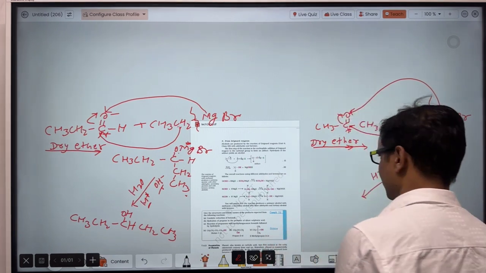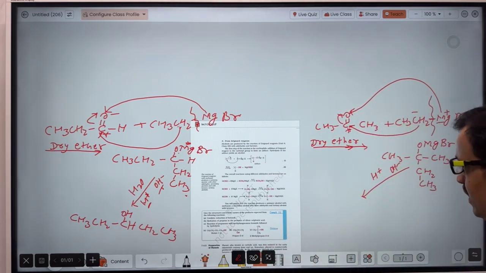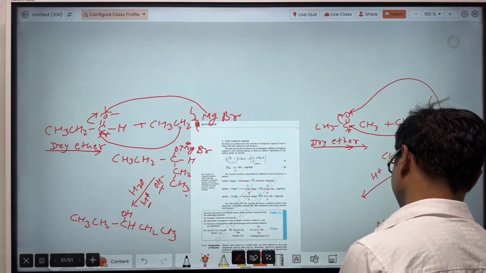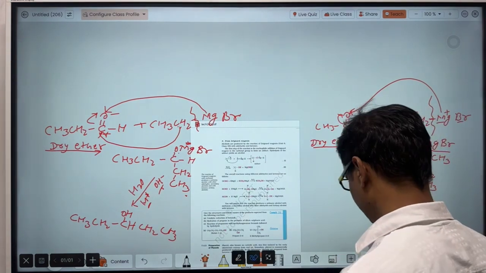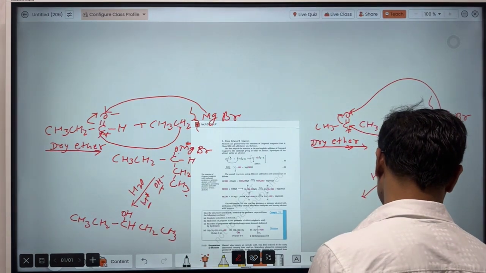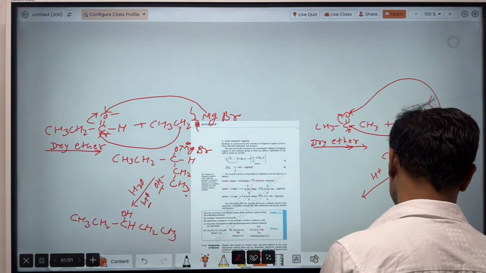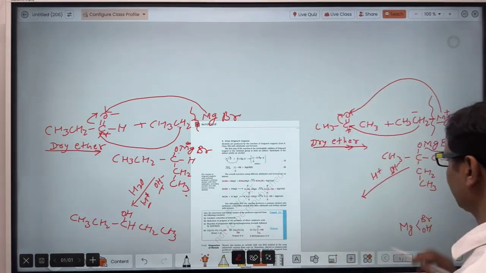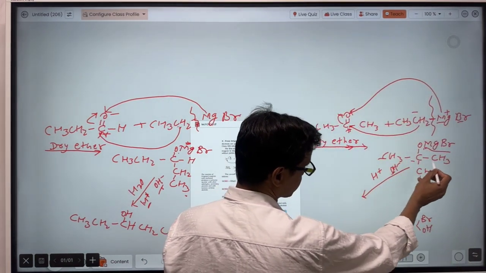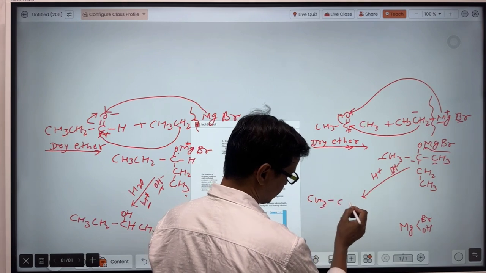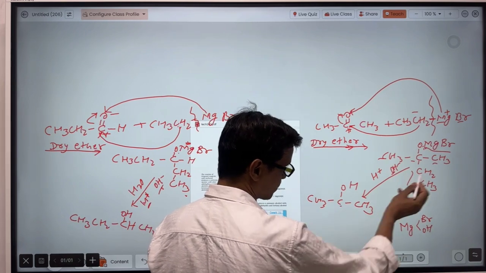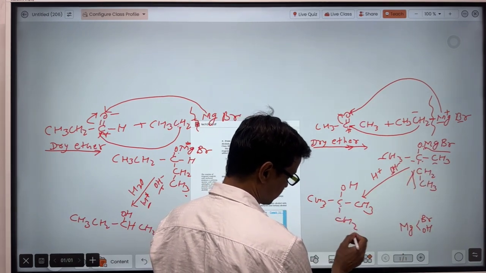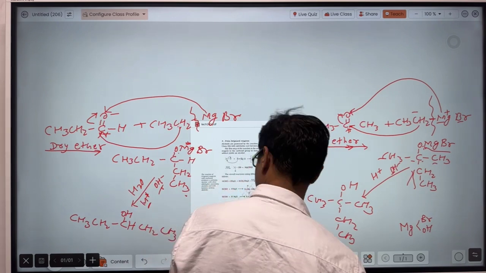Then we pass water, so water will dissociate to H plus and OH minus ions. The OH minus ion will bond to magnesium, and this H plus will combine to this oxygen. So what's the structure here? There is CH3, C, CH3. To this oxygen the hydrogen gets bonded. And this carbon is already bonded to this ethyl part also. So here is a 3 degree alcohol.